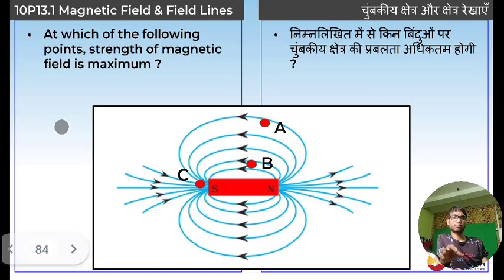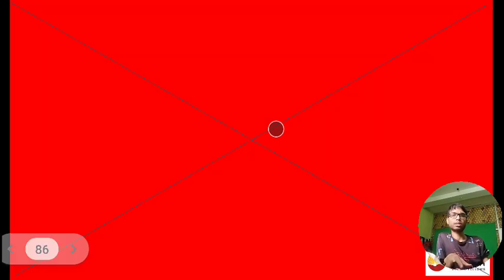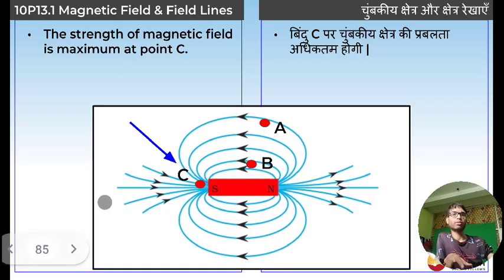Yeah, here we can see this and this. They are stronger because here it is attracting very strongly. This is also attracting very strongly. At which of the following points is the strength of the magnetic field maximum? So this N and S. See why? Because all these lines are coming out here.